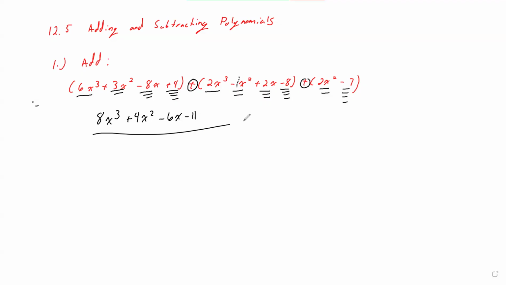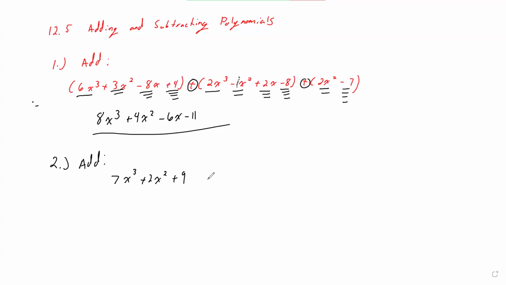Now that's one way to do it. We call this the horizontal method. That's actually what I'm more familiar with. There is another method called the vertical method. So we're going to add the same thing, but I'm going to set it up vertically. Meaning, when I look at my long polynomial, I have a 7x cubed plus 2x squared plus 9.